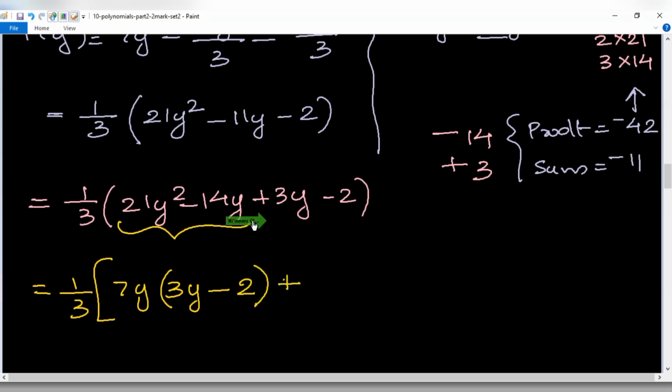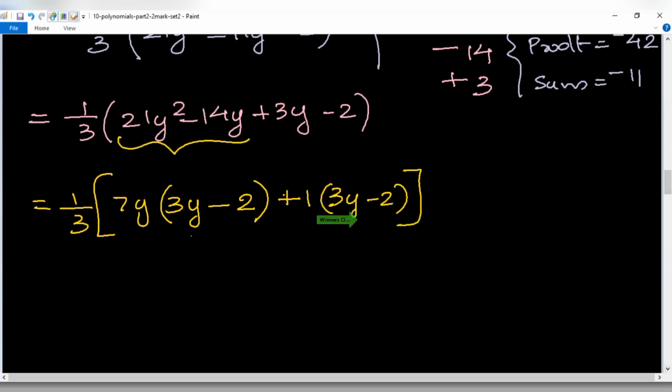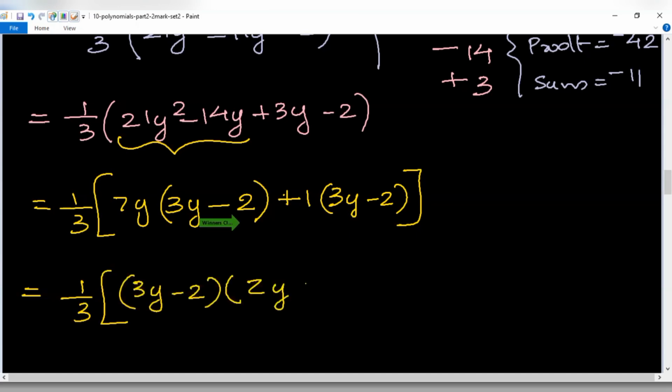Now here we have a 3y minus 2 and here also we have a 3y minus 2. So when we take it out, we need a 1 also there. 1 is actually a silent part. Okay. So in the next step, we can write it as 1 by 3 into 3y minus 2 is common. Okay. So we can take it out: 3y minus 2 into 7y plus 1. So this is the factorized form of the given polynomial.